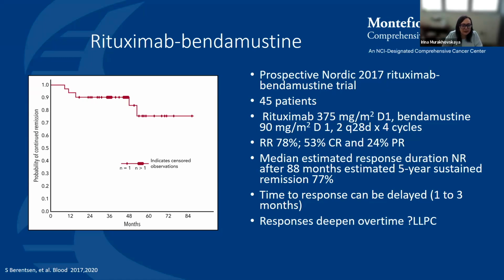On the left, you can see the probability of sustained remission as a function of time, and you can see that potentially there is a group of people who go into sustained remission without evidence of relapse after 5 years of therapy. The time to response with rituximab bendamustine can be delayed by 1 to 3 months, and responses do get better over time on subsequent studies, suggesting a potential effect of long-lived plasma cells on the improvement in response.